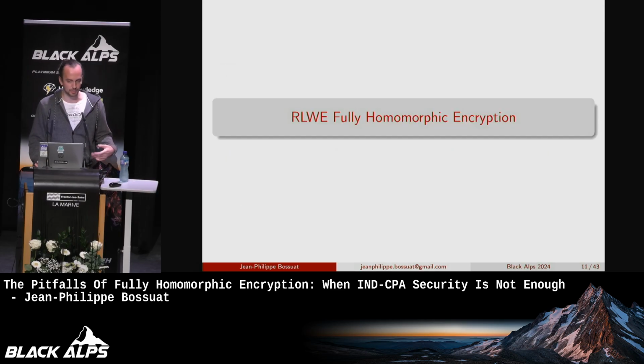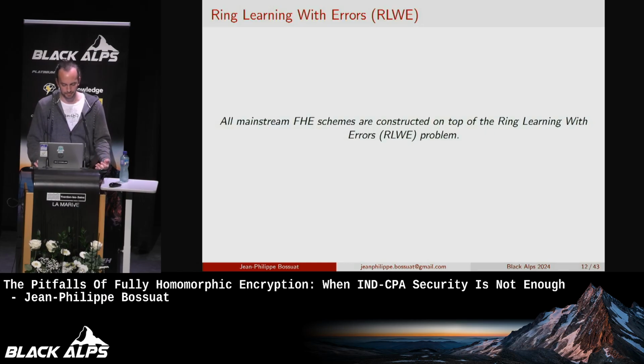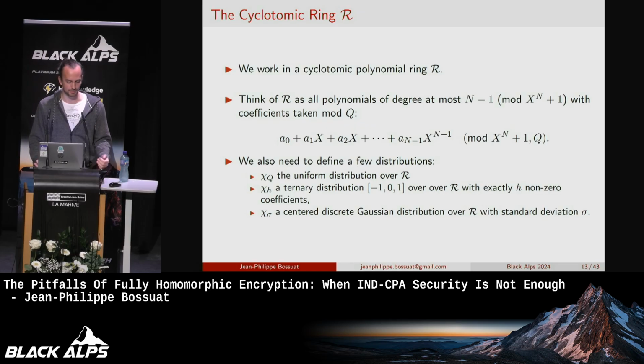So first, to understand what the problem will be, I must give some context on how these schemes are constructed. What you have to know is that they all rely on the same underlying problem, which is the ring learning with error. So first, to be able to introduce this problem, I must do some math, but this is the only slide that will give some definitions.